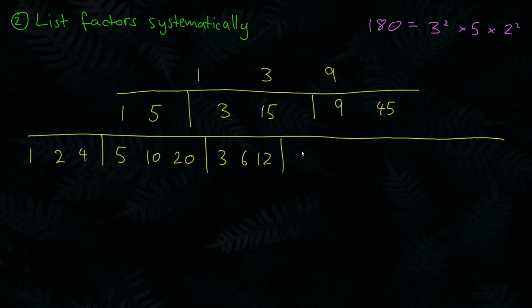Line, copy the 15 down, copy the 9 down, and copy the 45 down. And there you have it. There's all the factors of 180. They're not written in ascending order, but they're all there and we've got no repetitions, so we're pretty close.